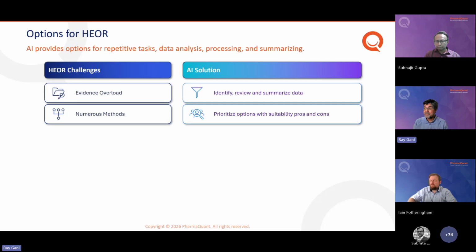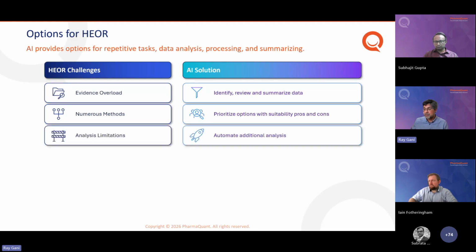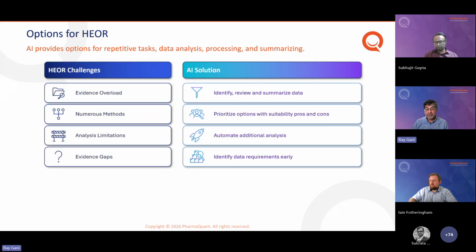There's looking at the different methods, so prioritizing options, their suitability, pros and cons. And in some of the work that Shubhajit's going to show, we look at different modeling structures, different types of models, and how those can be compared and assessed. There's an analysis limitation, so automation can increase the scope and the breadth of analysis that's undertaken. In terms of evidence gaps, we can do that quite early now.